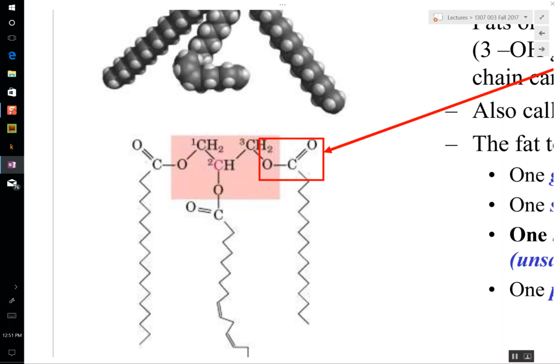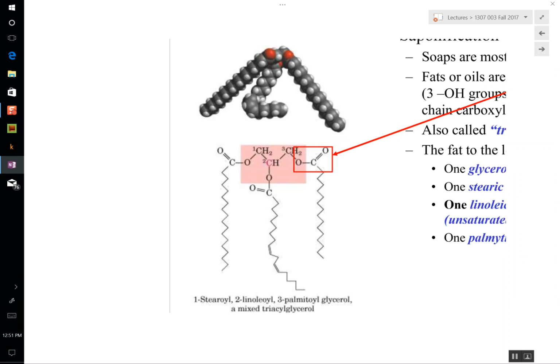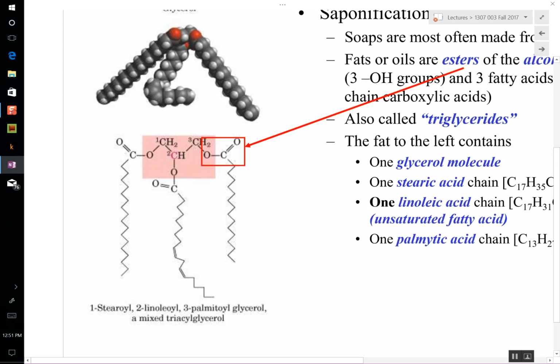And typically in nature, triglycerides have 3 different fatty acids attached to them. They don't just have one. They have 3 different ones. So you can see steariol, that would have been from stearic acid. If you clip this off of here, you get stearic acid, linoleic acid, and palmitic acid. 18 carbons. I don't know what this is.